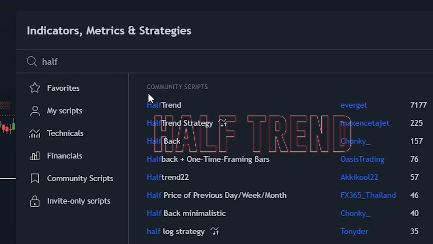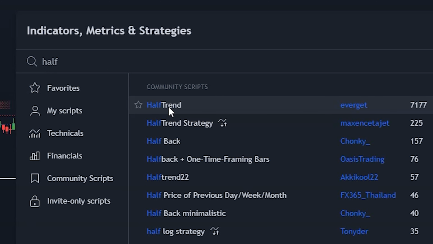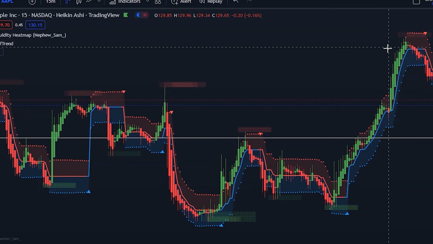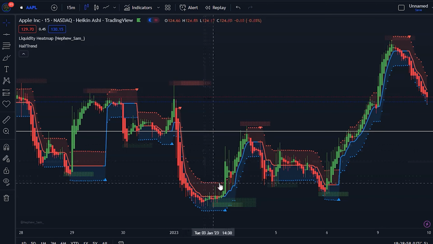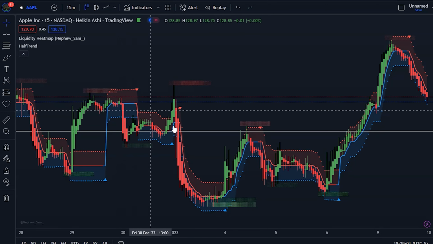And what we're looking for is the half trend here, right? So we're going to click half trend. We're going to close this out. And now we're going to take some of the additional pieces of this indicator off.